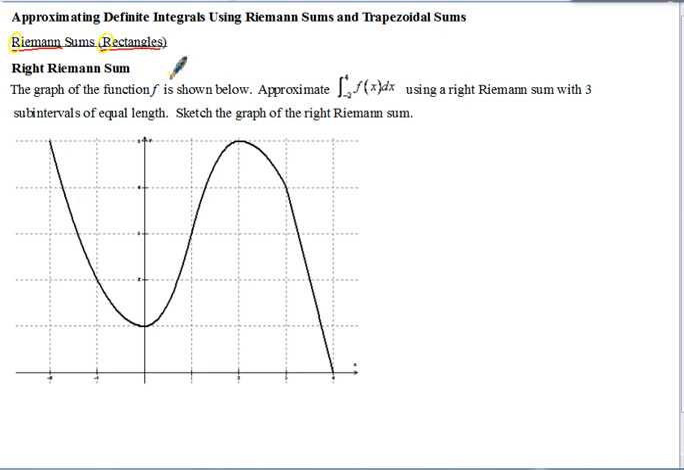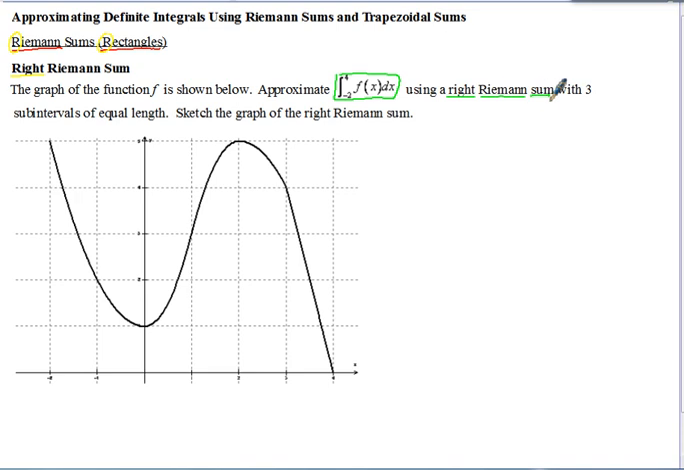And remember, what a definite integral represents is the exact area under the curve on whatever interval the lower and upper limit represents. So let's first look at what's referred to as the right Riemann sum. The graph of the function f is shown below, so that's what we have right here. Approximate this definite integral from -2 to 4, f of x dx, using a right Riemann sum.